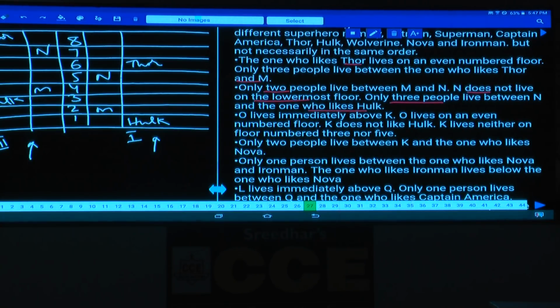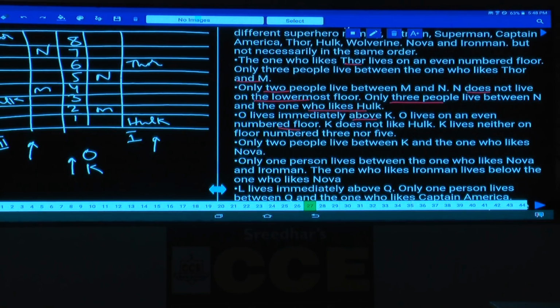O lives immediately above K. O and K must be like this. And only 3 people live between N and the one who likes Hulk, and O lives immediately above K. O lives on an even number floor, and O lives immediately above K, isn't it? Now tell me what are the possibilities for this. And K does not like Hulk.